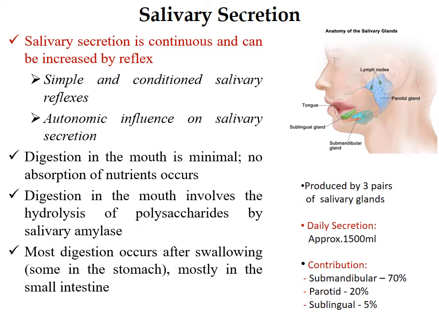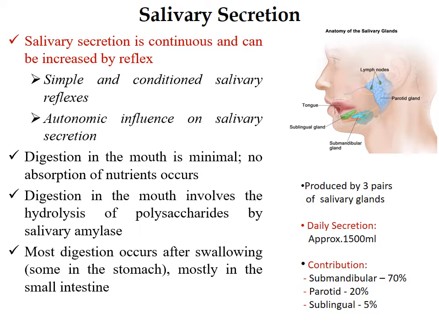Most digestion occurs after swallowing, some in the stomach, and mostly in the small intestine. So the majority of the digestion process takes place in the small intestine. Very little takes place in the stomach, but the least happens inside the mouth, as the food stays only for a shorter period of time.